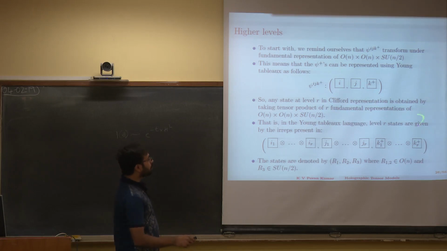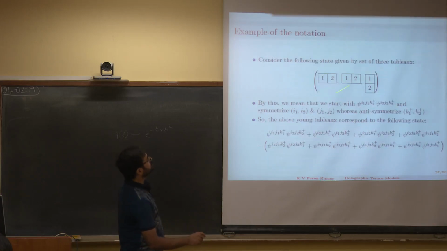So for example, all the level R states are given by the irreps present in this. I'll just explain the notation, like how we denote the states. The states are denoted by R1, R2, R3, where R1 and R2 are irreducible representations of, say, O(N1), O(N2) and SU(n/2). Say for example, consider this is one of the states. By this I mean that you take psi_I1J1K1^+ psi_I2J2K2^+, symmetrize I1 and I2, symmetrize J1 and J2, and anti-symmetrize K1 and K2. And doing it explicitly will give you this.